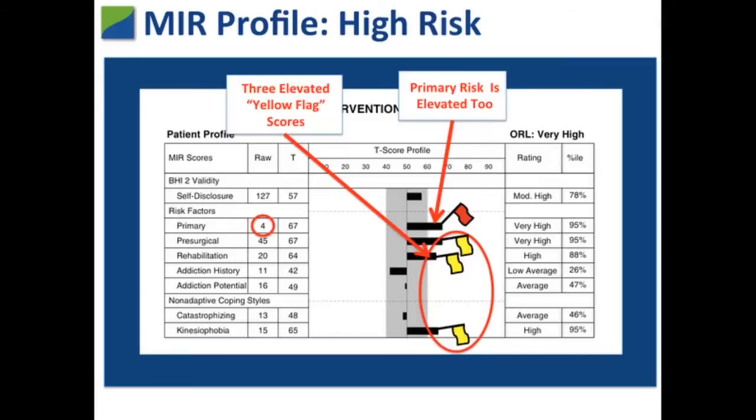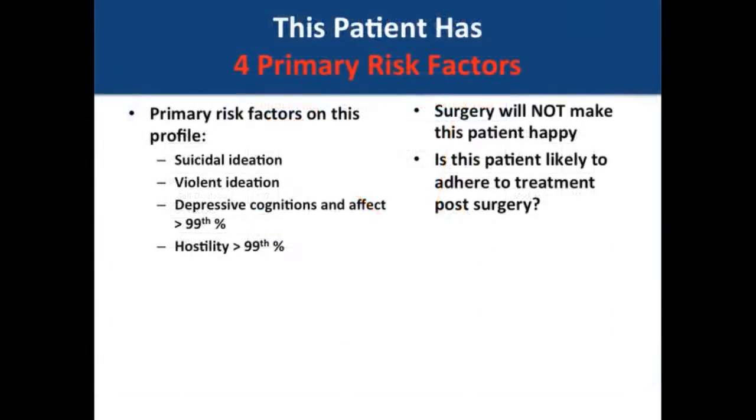Now, the MIR report will not just give you a raw score, but it'll also tell you what those risk factors were. And so this is a little excerpt from the MIR report. It lists 4 primary risk factors, and it tells you the categories they're in. So in this particular patient, the patient was reporting suicidal ideation, violent ideation, and also high levels of depression and hostility.